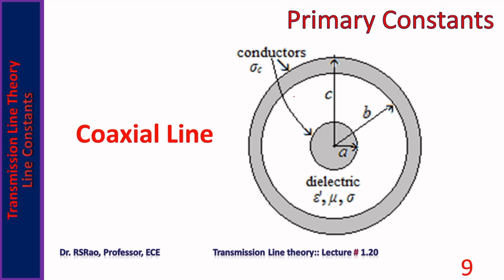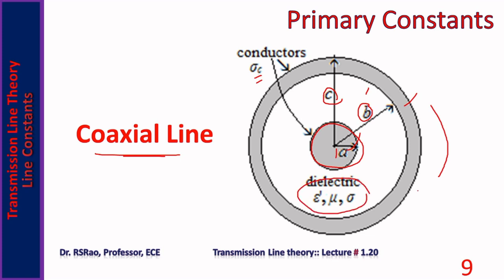Now here we consider a coaxial line. A coaxial line consists of an inner conductor, usually with its radius indicated by a. An outer conductor, whose inner radius is indicated by b and outer radius by c. The conductors' conductivity is sigma c, and the dielectric constants are epsilon prime, mu, sigma. So this is the structure: inner conductor and outer conductor separated by dielectric. The parameters are a, b, c, conductivity of the conductors sigma c, and dielectric constants epsilon prime, mu, sigma.